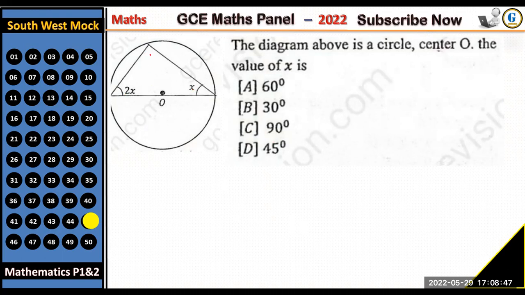So here, this angle subtended here is 90 degrees. The remaining angle should also be 90 because any angle subtended by the diameter is 90 degrees. So 2x plus x is 90 degrees. Okay, so we have 3x to be 90 and x to be 30 degrees.